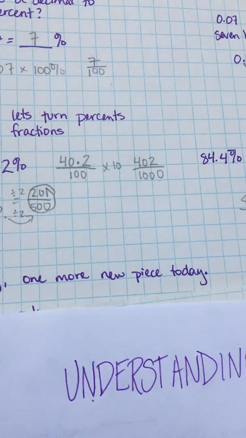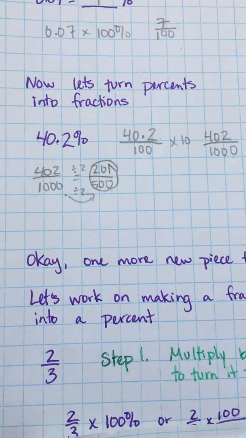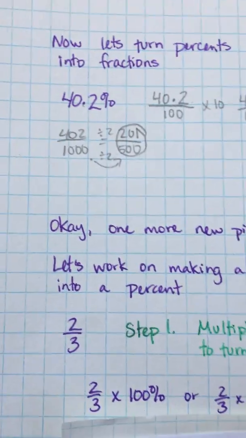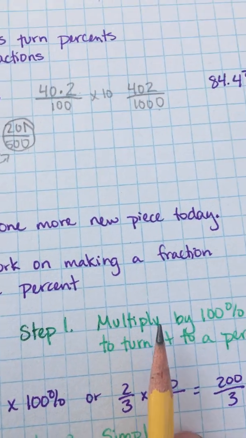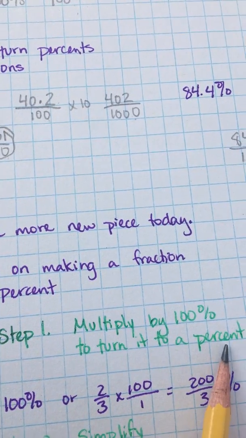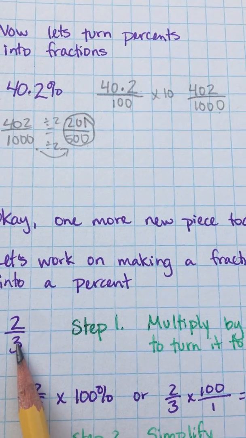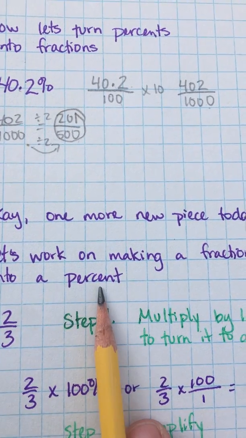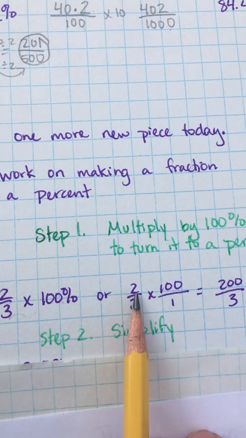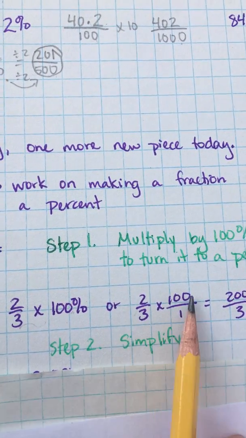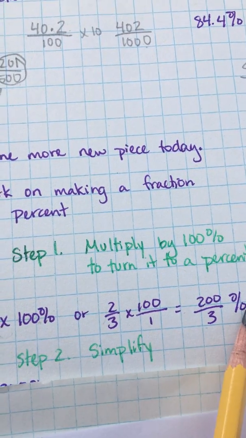Okay, so one more new piece for today. Let's work on making a fraction into a percent. All right, so we start with a fraction. We have 2/3. Step 1 says, multiply by 100% to turn it into a percent, right? This is not a percent. It's not out of 100. It's a fraction. So we need to turn it into a percent. So 2/3 times 100%. Another way to write this is 2/3 times 100 equals 200 over 3%.